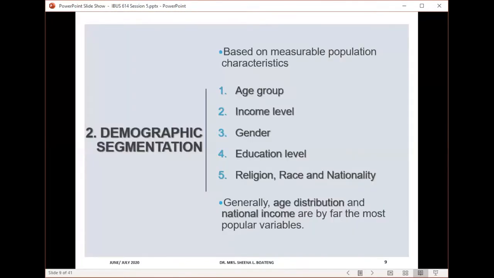So apart from geographic segmentation, we can also talk about demographic segmentation. And this is another baseline segmentation criterion that a lot of marketers use. Under demographic segmentation, we can talk about age group, income level, gender, education level, religion, race, and nationality. These are all demographic bases by which marketers segment markets. However, among these demographic criteria, age and national income seem to be by far the most popular variables that marketers tend to pick on, as against gender, education level, religion, and others. Now let's find out why.